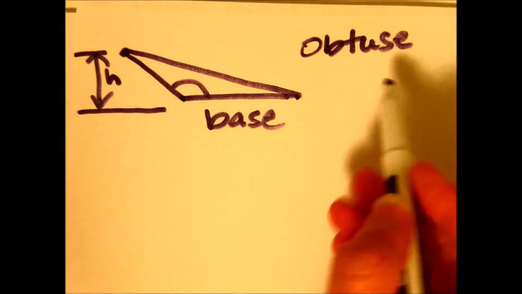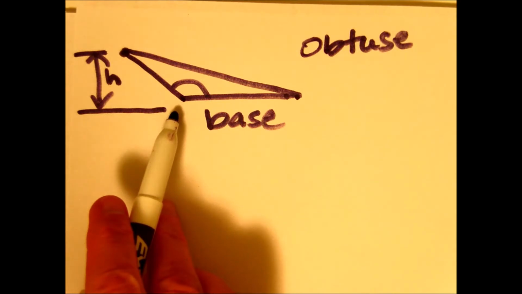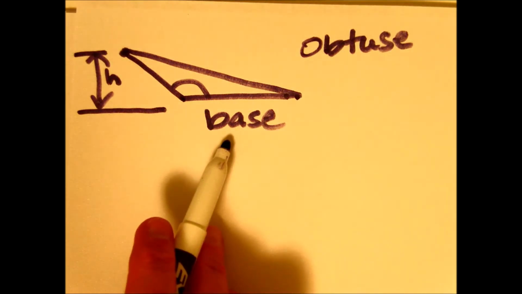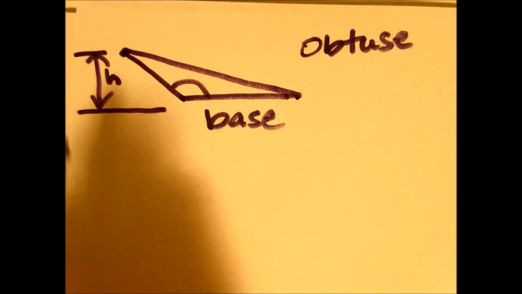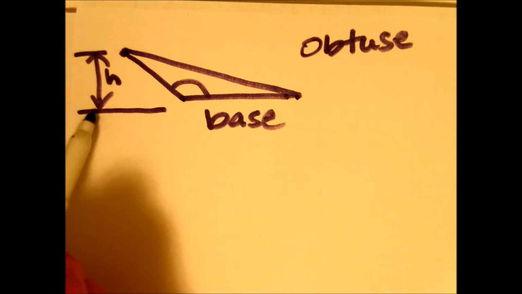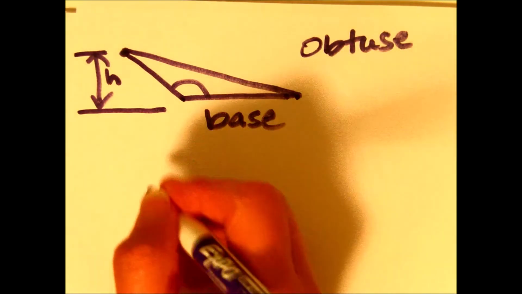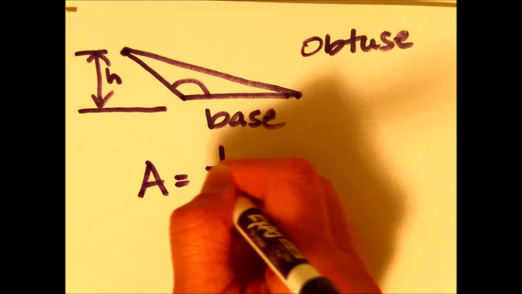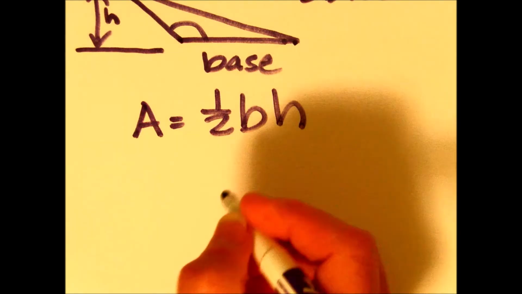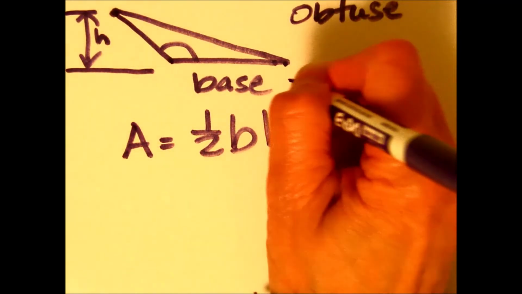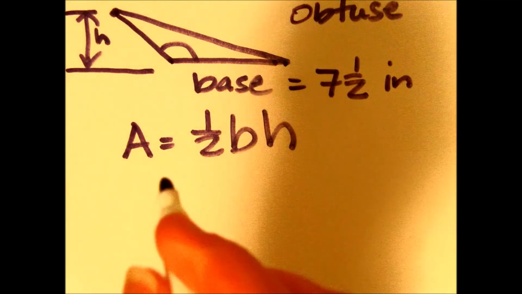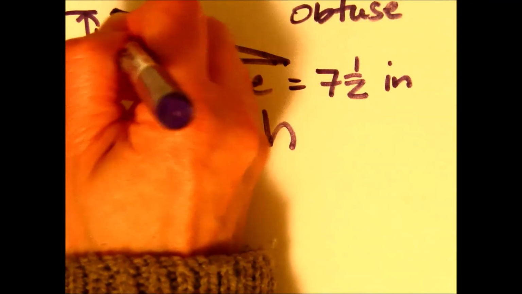Now in this example, we've got an obtuse triangle. The obtuse triangle has an angle that is greater than 90 degrees. You can see the bottom of the triangle, again that's the base, and the height is going to be this dimension, which is from the top of the triangle to the base. All right, let's give you some numbers. Again, area equals 1/2 times base times height. Let's make this interesting. Let's say the base is 7½ inches, and we'll say the height is 5 inches.